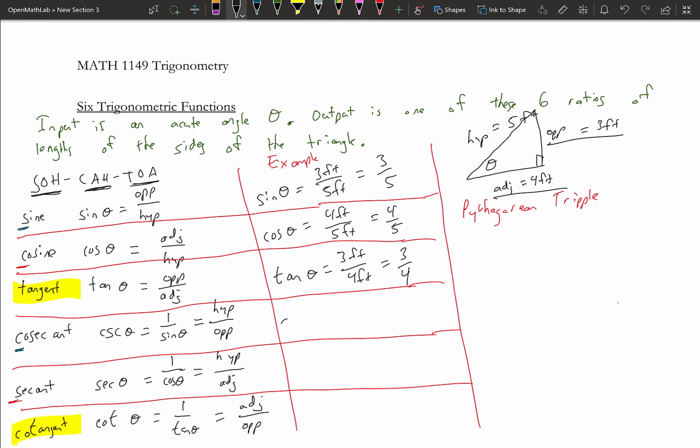So then remember, cosecant of theta is equal to 1 over sine theta, right? So that would be 1 divided by 3/5, right? So if I multiply top and bottom by 5/3, this becomes 1 on the bottom and 5/3 on the top, right? So we get just 5/3. So we're like dividing fractions.